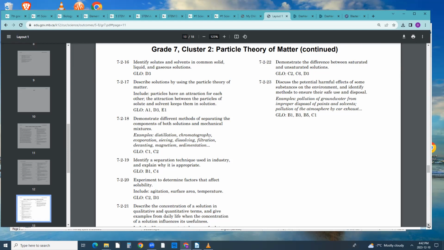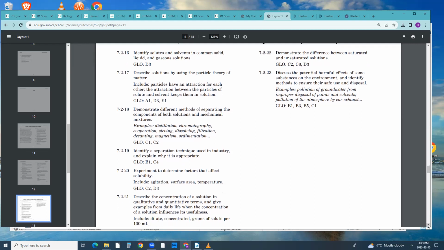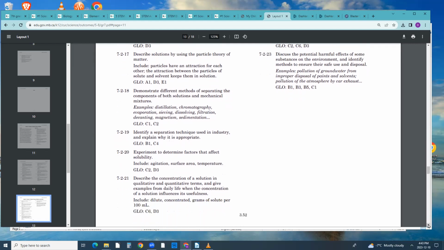Describe solutions by using the particle theory of matter. Include: particles have an attraction for each other. The attraction between the particles of solute and solvent keeps them in solution. Demonstrate different methods of separating the components of both solutions and mechanical mixtures. Examples: distillation, chromatography, evaporation, sieving, dissolving, filtration, decanting, magnetism, sedimentation.